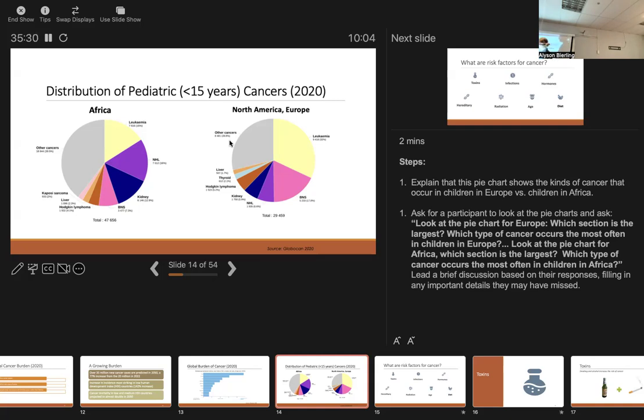Okay, and then we have kidney cancer, or nephroblastoma, also called Wilms tumor, which is pretty common. Almost 13% of all cancers in pediatric patients, and then there's a variety of other cancers. Why do we think these differences in distribution exist between North America, Europe, and Africa?